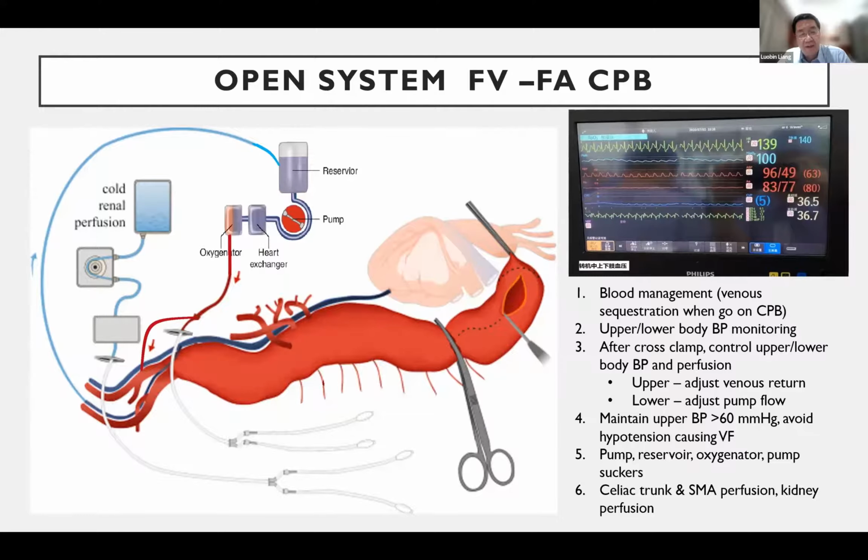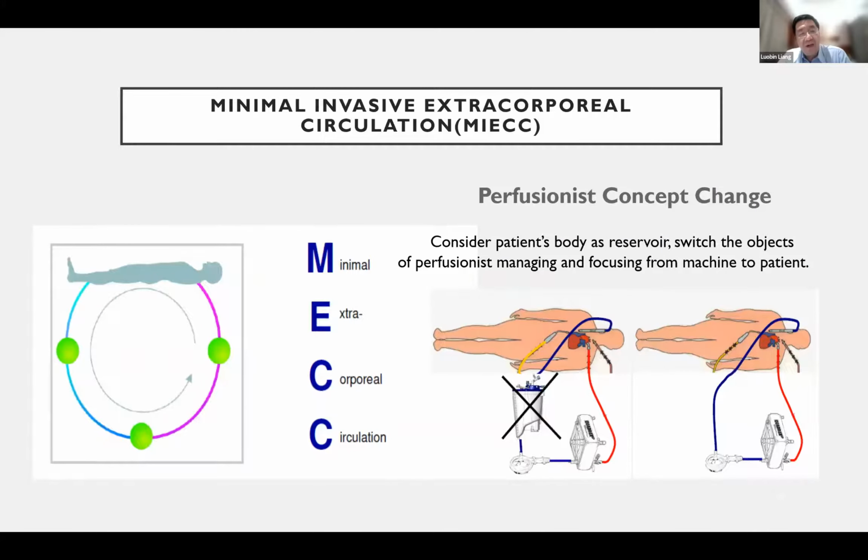At the same time, you have to adjust your pump flow to provide enough blood perfusion and blood pressure for the lower body. So you always have to constantly adjust the drainage and your pump flow. By improving that, you can use a minimally invasive extracorporeal circulation, like a MiECC system.